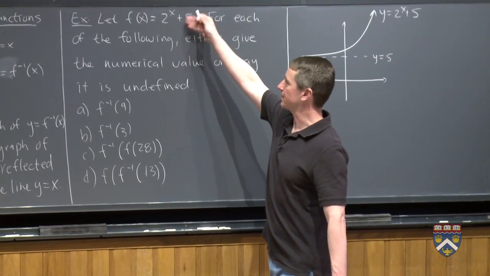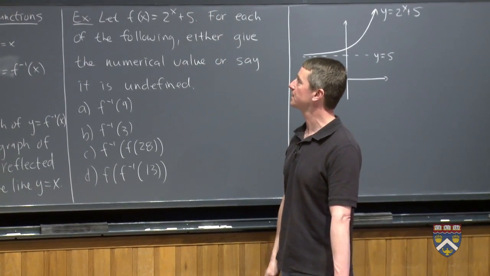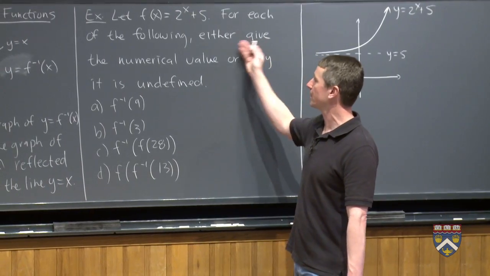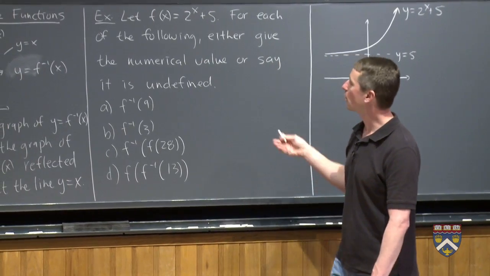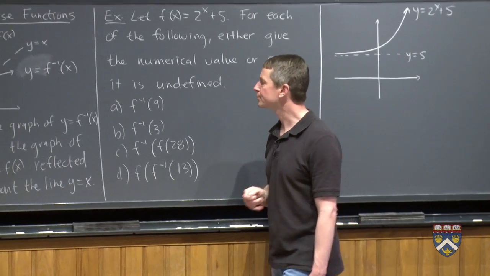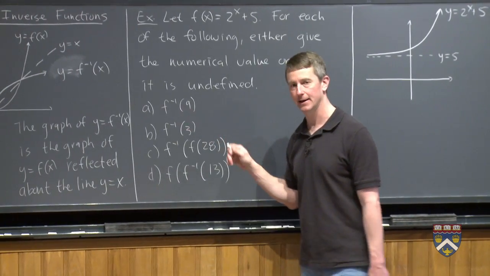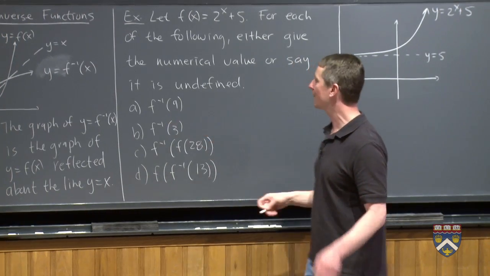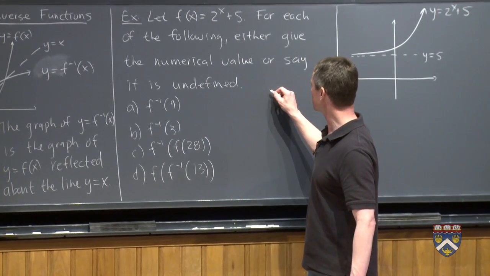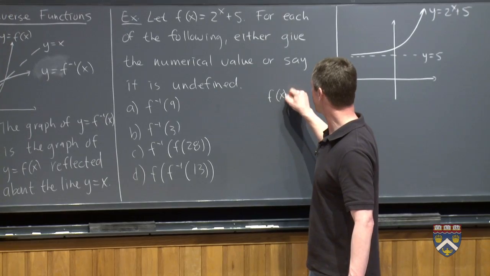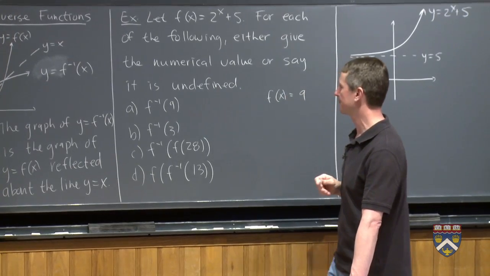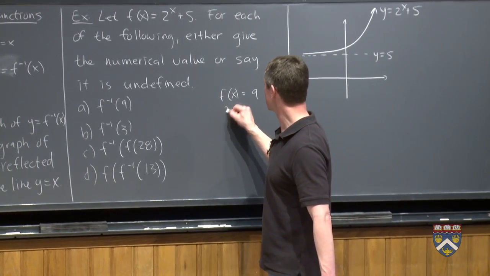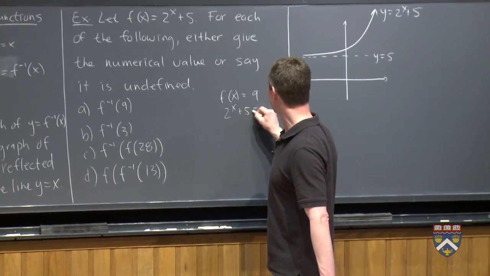Now let's try an example here. Suppose we have this function, f of x equals 2 to the x plus 5, and for each of these four expressions, we'd either like to figure out what they equal as a number or say that they're undefined. So when we say f inverse of 9, remember, this is saying that 9 is the output of f of x. So this is saying we're trying to solve f of x equals 9. In other words, solve 2 to the x plus 5 equals 9.